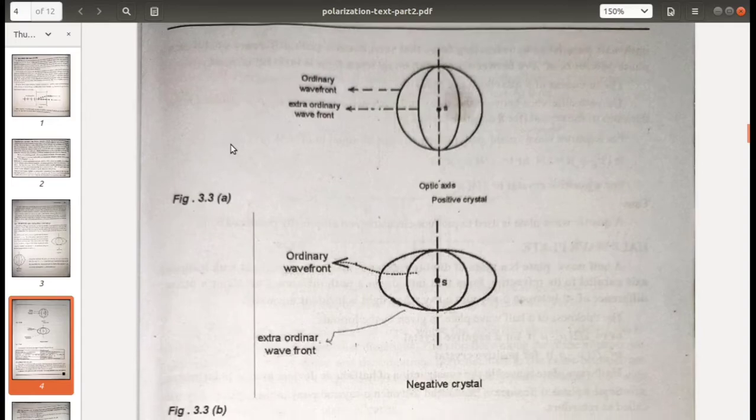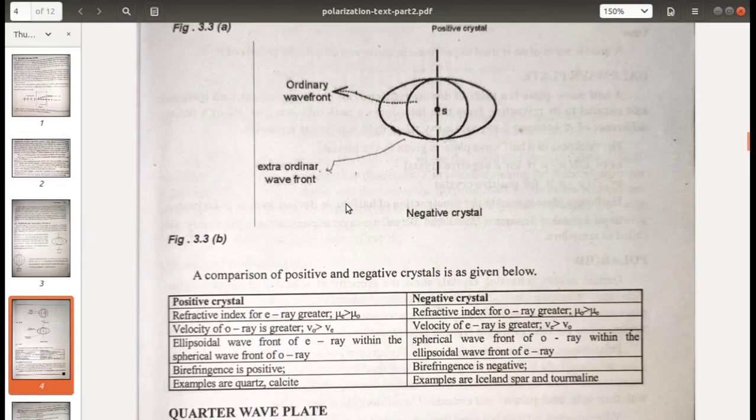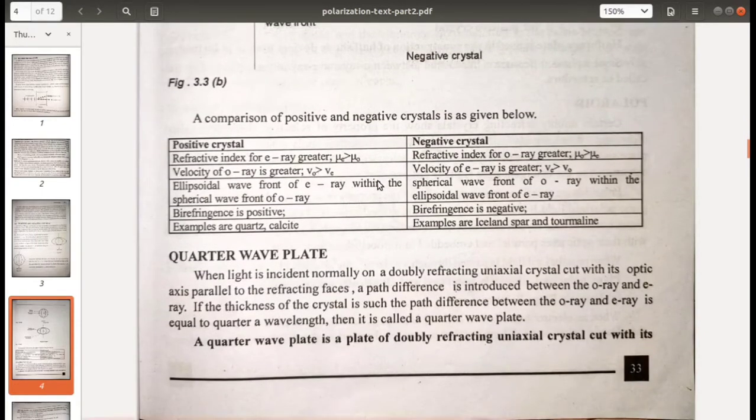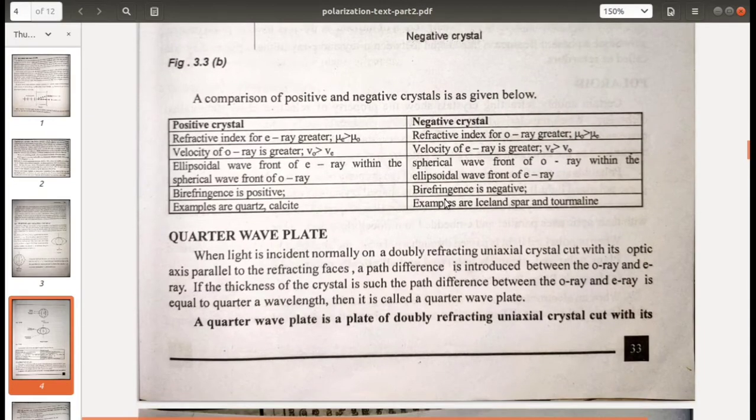So here in this picture, we have marked the extraordinary and ordinary rays. Yes, this is the same picture as shown above, and we have tabulated the main differences of positive and negative crystals here. So the refractive index for the extraordinary ray is greater for a positive crystal and lesser for a negative crystal. We have discussed these tables already in a descriptive manner just below, so you just look at this table.